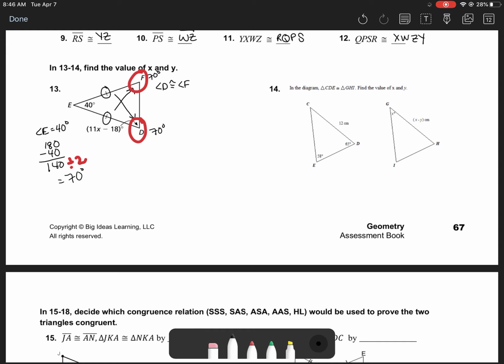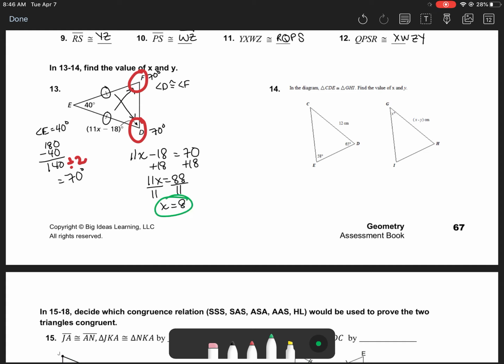But I need to find the values of X and Y. In this case, I don't have any Y's to look at. I just have my expression of X. Well, this is a representation of angle D. And since I know angle D measures 70 degrees, I can set them up as an equality. So then I can add 18 to both sides. You get 11x equals 88. Divide by 11. X equals 8 for your answer.